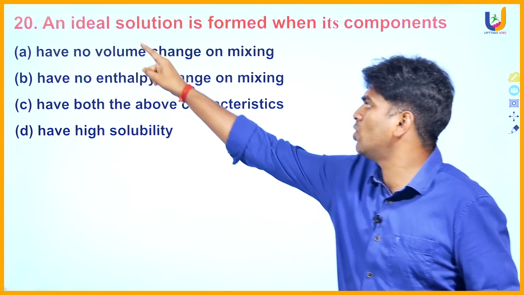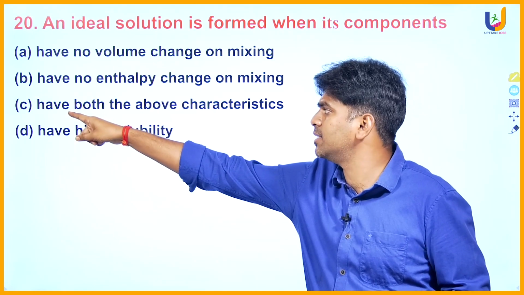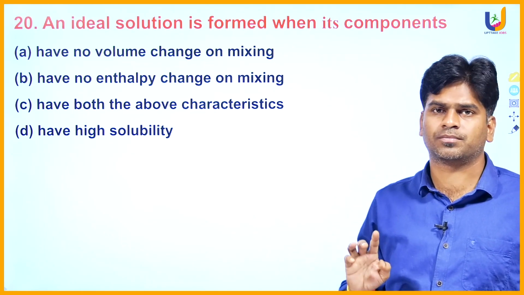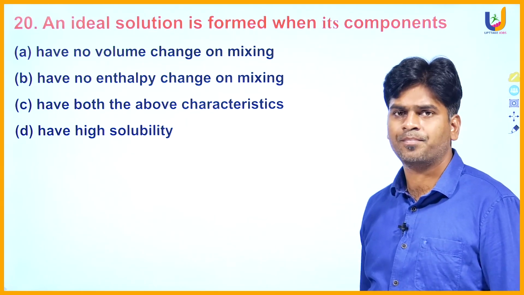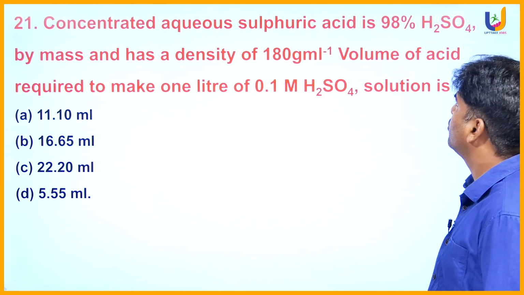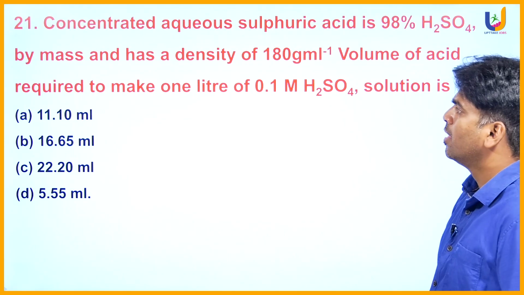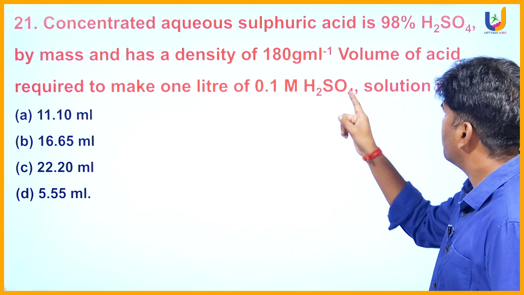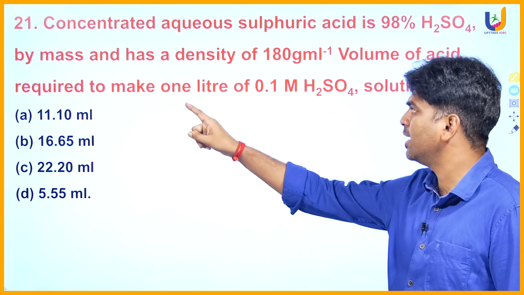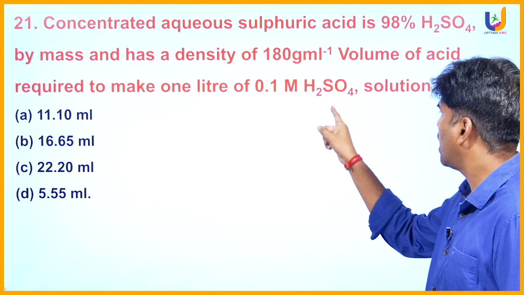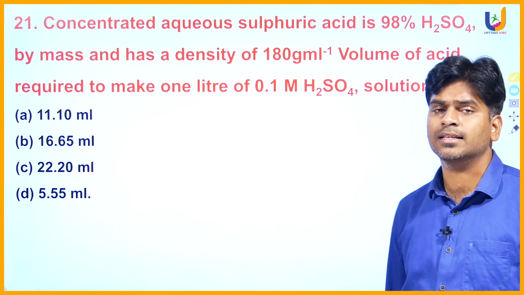So the above two options given in C have both the above characteristics, so that is the correct option. Option C. Next, concentrated aqueous sulfuric acid is 98% by mass and has density 1.80 gram per ml. Volume of acid required to make 1 liter of 0.1 molar sulfuric acid solution is?